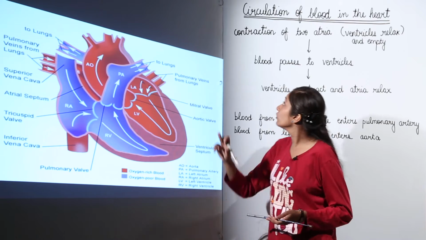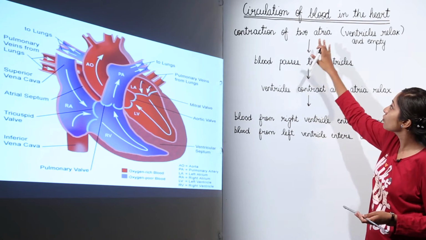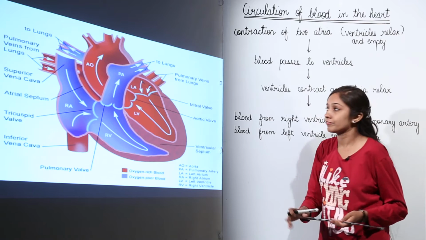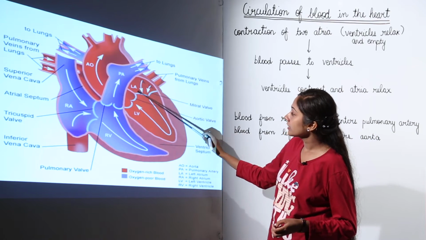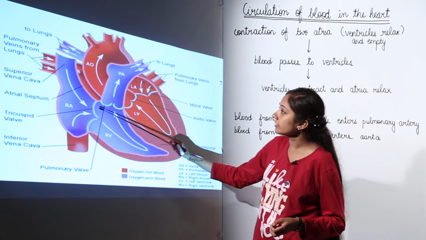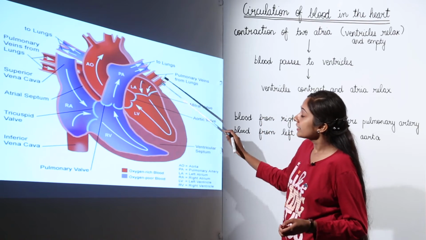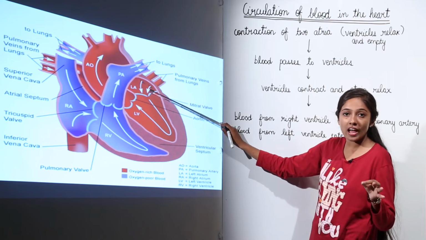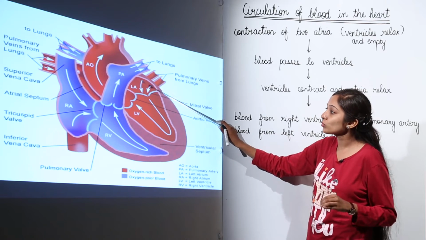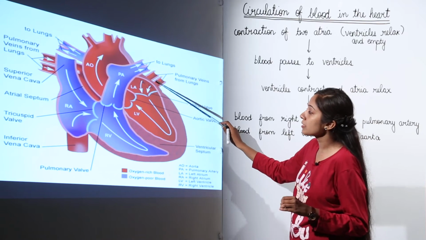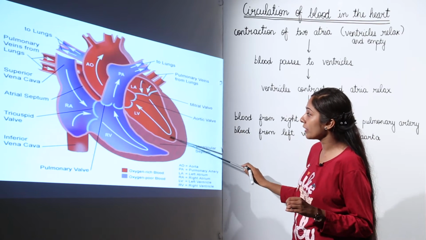First of all, as I told you, there is contraction of the 2 atria because now the blood is in the atria first. So, the blood is going to enter the left atrium and the right atrium, right? Now, the atria are going to contract. This results in the passing of the blood to the ventricle. So, after this, the blood is going to pass to the left ventricle.